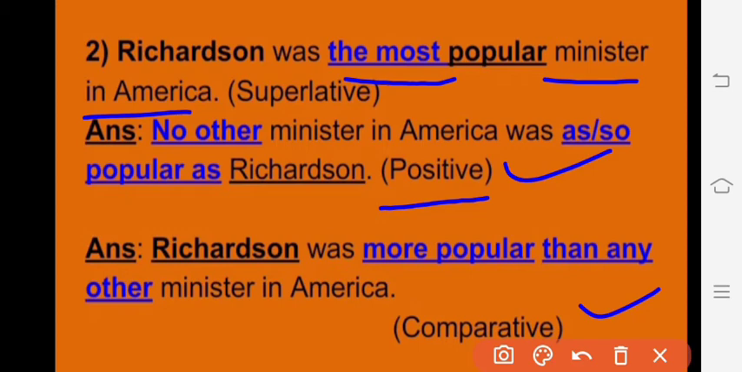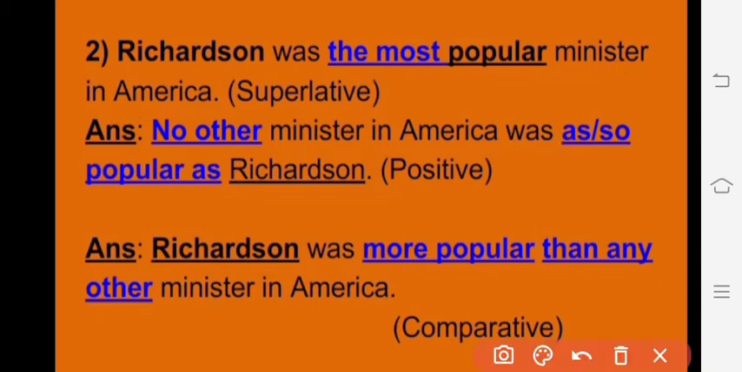Here why do we apply "was"? Because we are talking about a single minister only, not ministers. Minister, was. If ministers, then were. So Richardson is one person, a single person, so we apply "was." Again I repeat the answer: no other minister in America was as popular as or so popular as Richardson.